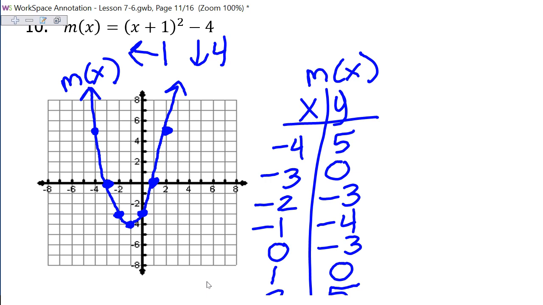So negative 4, 5. What would be the first point? 5, negative 4. Negative 3, 0. What would that point be? 0, negative 3. So that would be a shared point. Negative 2, negative 3. When we flip it, what would it be? Negative 3, negative 2. Negative 1, negative 4. When we flip it, it would be negative 4, negative 1. 0, negative 3.